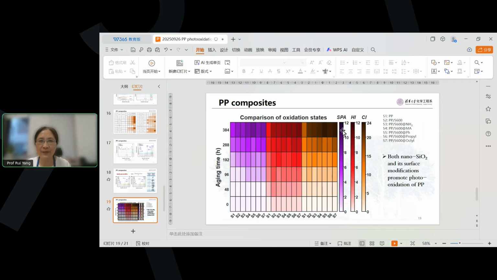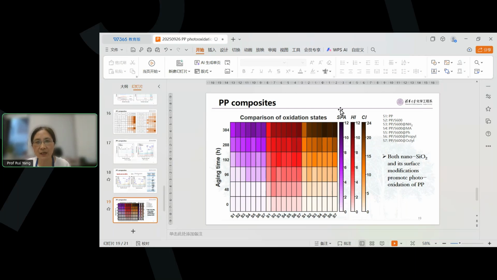And we compare the SPA of various kinds of PP composites. We can find that PP itself shows not so strong degradation products. But for PP filled with silica, the degradation products increased. And if we study the PP silica with the surface modified by various functional groups, we can find they show different amounts of degradation products.